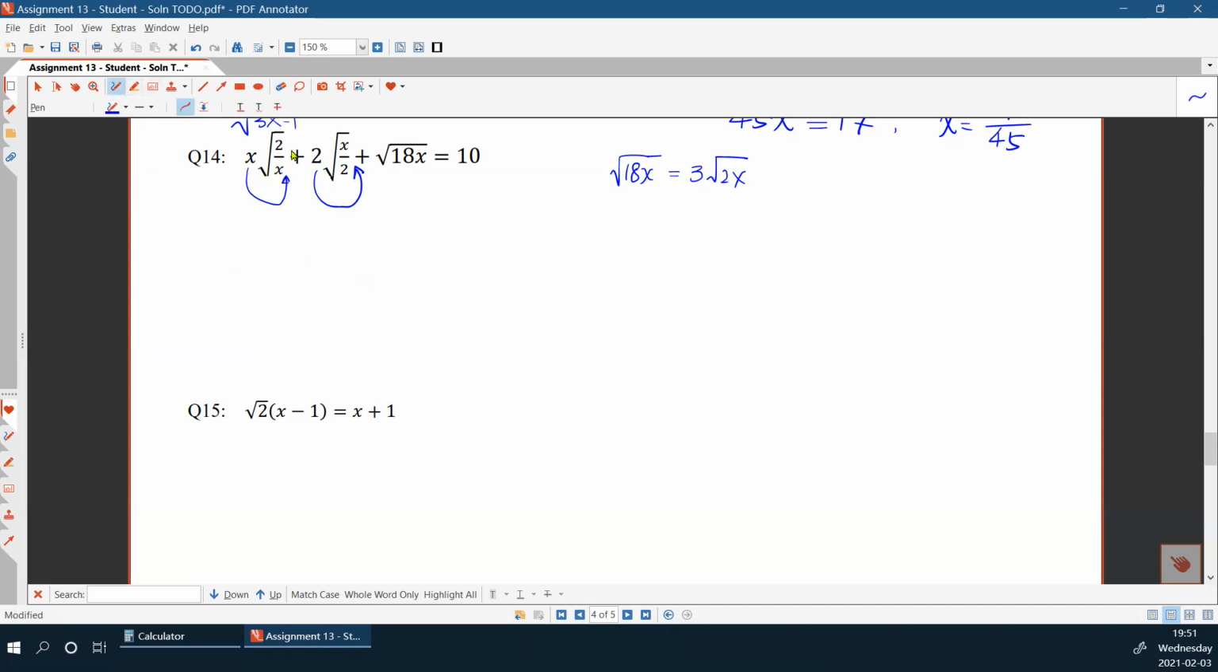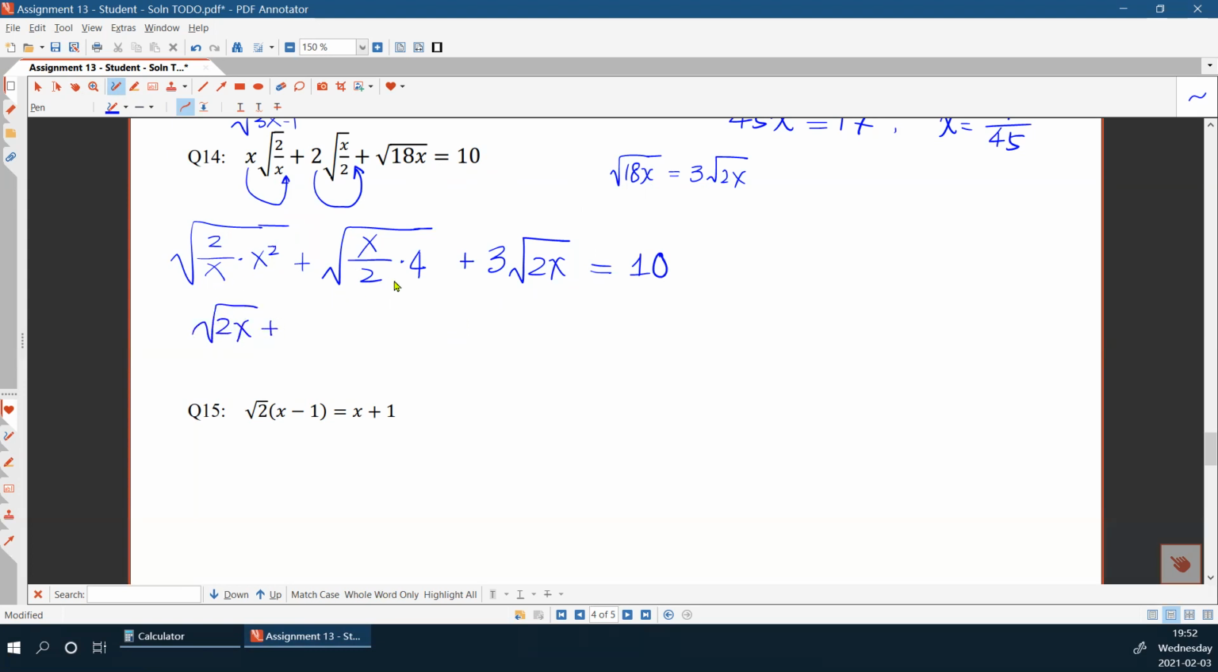So if you put x inside the square root sign, how much do you get there? You will have actually this, right? And for the second term, you will have x over 2 times 4, correct? And for the third term, we already know that it can be rewritten as 3 times square root 2x. Is that correct? Okay. Right hand side does not change. It's 10. And next step, x can be cancelled with x. This gives you square root 2x. Next, 2 cancels with 4, gives you 2x again.